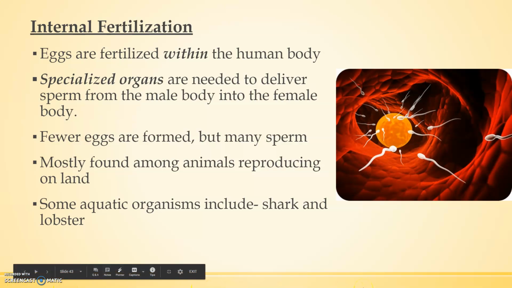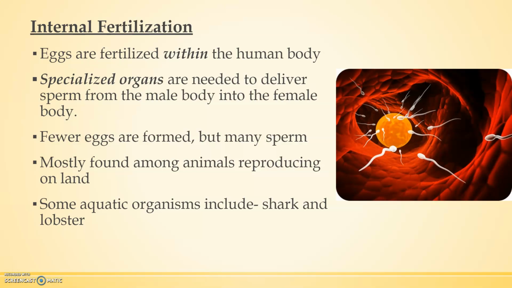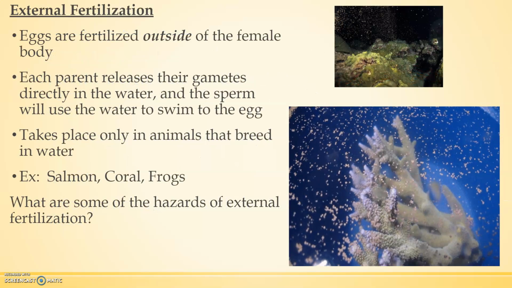Now, internal fertilization: eggs are going to be fertilized within the body. Specialized organs are going to be needed in order to deliver the sperm cell from the male body into the female body. Fewer eggs are going to be formed, but many sperm. Mostly this will be found among animals that reproduce on land. There are some aquatic organisms, including the shark and lobster, that also perform internal fertilization.